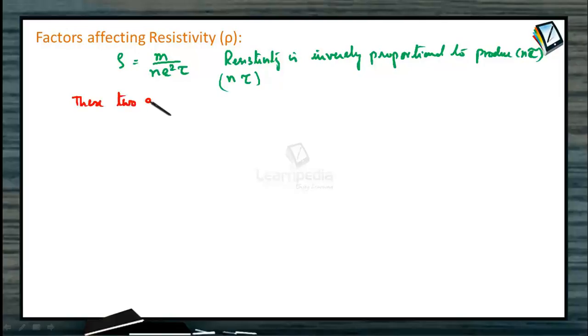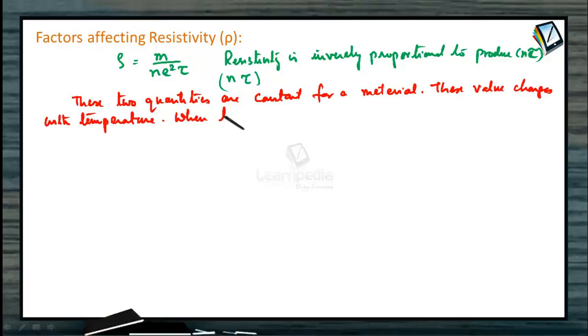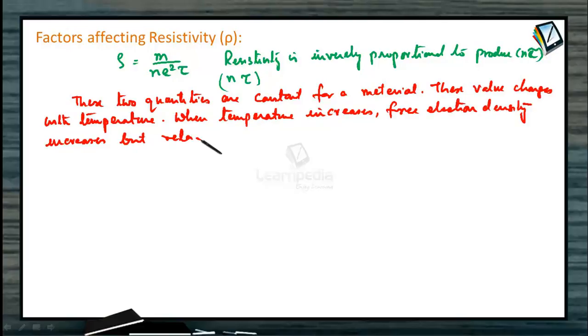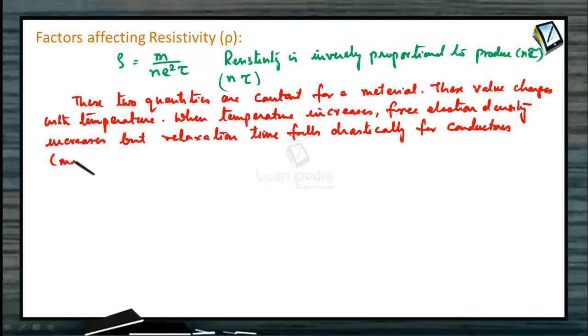These two quantities are constant for a metal or material. These values change with temperature. When temperature increases, free electron density increases, but relaxation time falls drastically for conductors, that is, for metals.